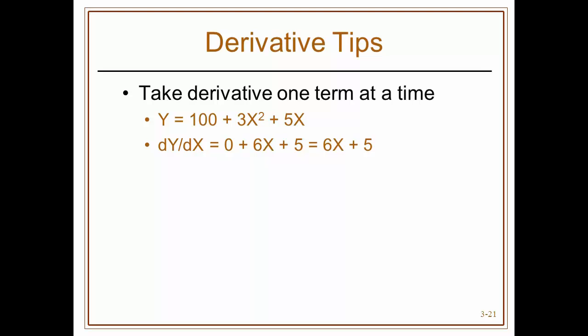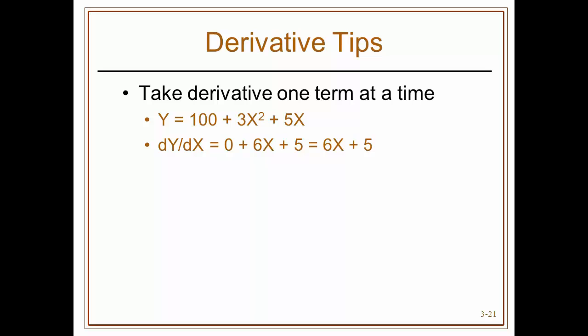And the 5x, the last term in my y function, is actually 5x to the first power. So when I pull the 1 down to multiply it out front of the 5, it just becomes 5 again. But then it becomes 5 times x to the 0. And if you remember from your math class, anything to the 0th power becomes 1.